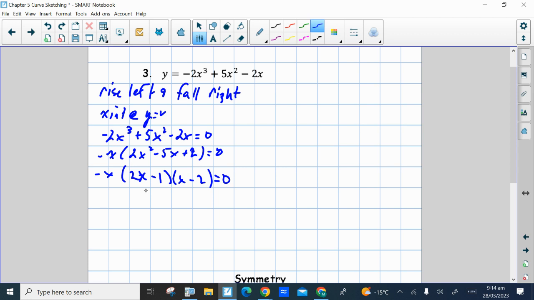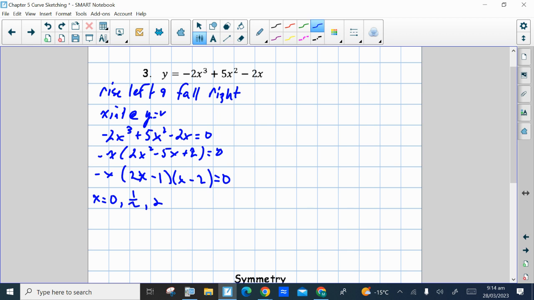Front terms are 2x squared. The outer product is minus 4x. The inner minus 1x. That gives you your minus 5x. And the last terms are plus 2. So that gives us x-intercepts of 0, positive 1/2, and positive 2.